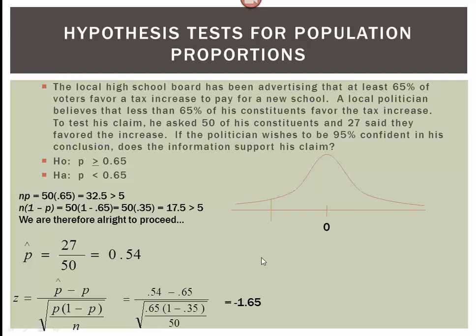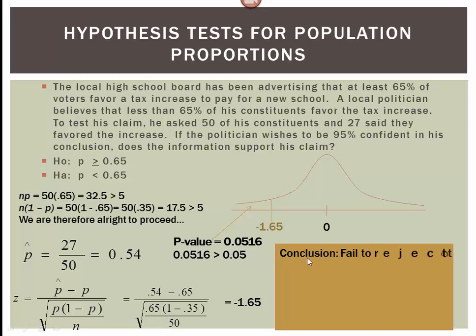And our result is negative 1.65. The p-value is going to be the area to the left of that. So if we look that up and use normalcdf on our calculators, that will tell us the area of that, which is 0.0516, which of course is greater than 0.05. Slightly greater, right on the cusp there.